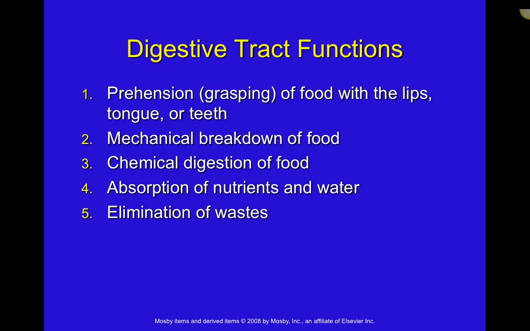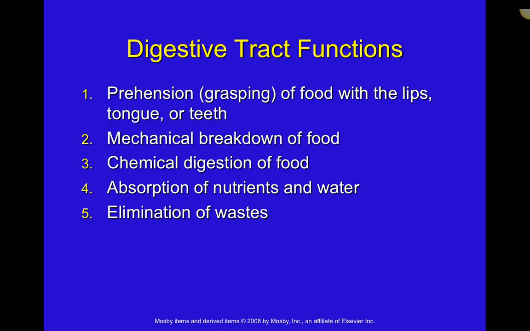So digestive tract functions: prehension, so grasping of food with the lips, tongue, or teeth. And if we think about it, an example of a species that grasps at food with their lips would be the horse. With their teeth would be the dog and cat and most carnivores. And with their tongue would be the cows. And the cows have a really, really thick layer of papilla on their tongues that feels like sandpaper. And oddly enough, cows have long enough tongues that they can also clean out their own nostrils. And they do it regularly.